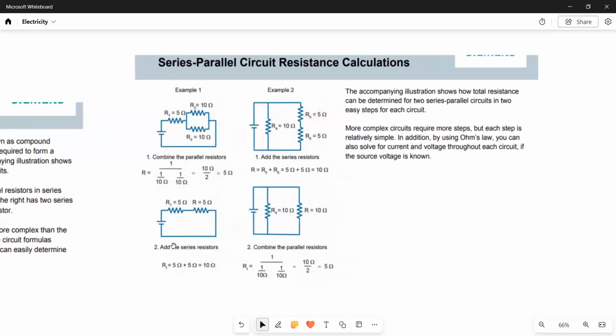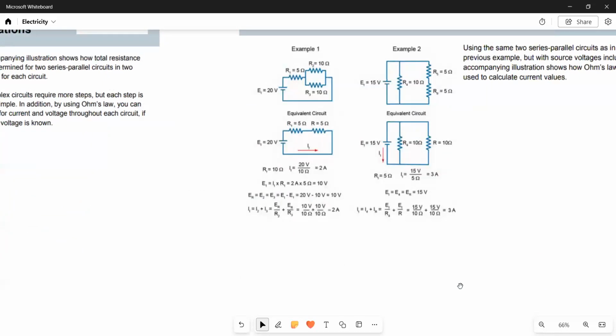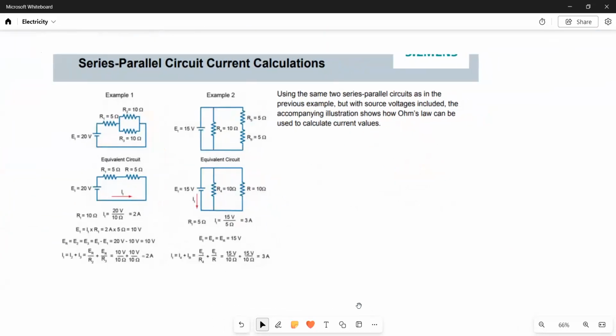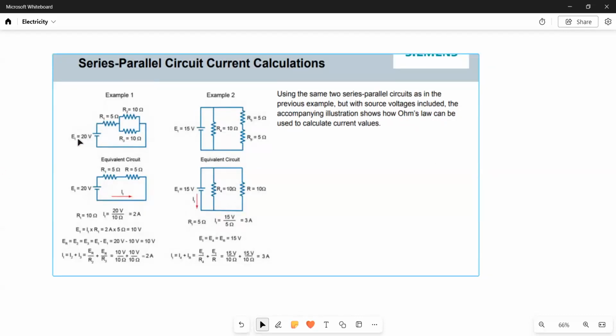Let's look at an example. So it's the same one as just now, where you put in some EMF, the battery voltage in each case, right? So they say using the same circuits that we had before. We're calculating current values now, right? Current values.